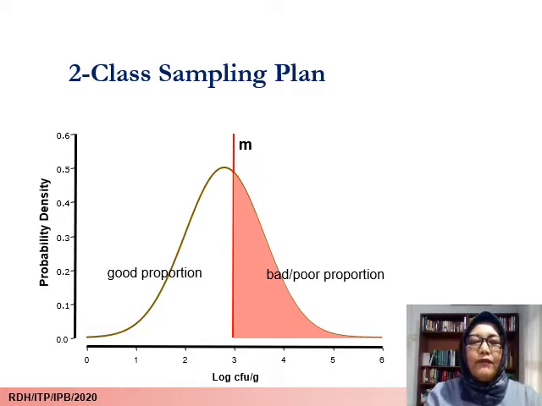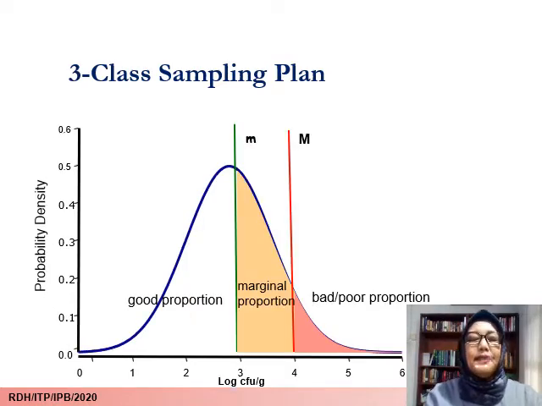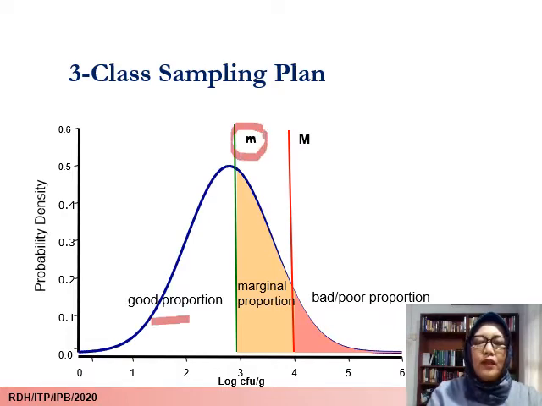Here is the graph of a two-class sampling plan, and the microbiological limit here is a little m that separates good product from the poor product. Sometimes a lot can be divided into three groups, which is called a three-class sampling plan, that has two limits. That is the little m that separates the good proportion of the lot from the marginal proportion of the lot, and large M or big M that separates the marginal proportion of the lot from the bad or poor proportion of the lot.